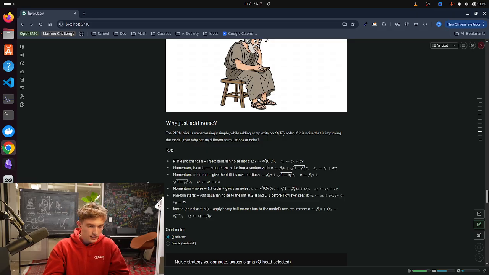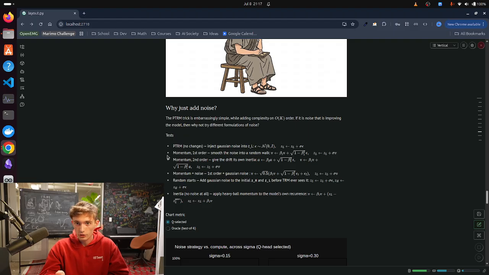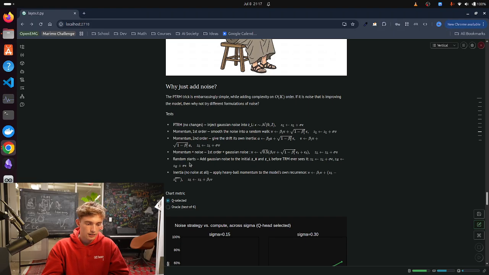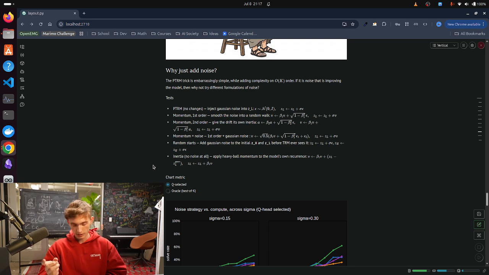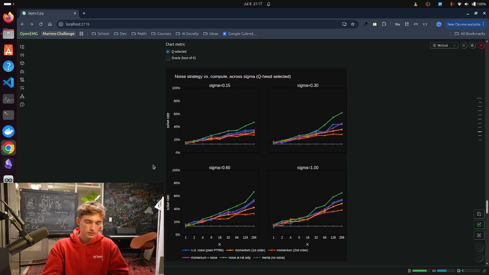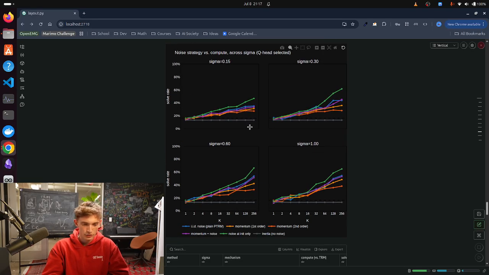So I tried a few things. I tried smoothing the noise with momentum. I tried randomized starts. This was kind of interesting. Of like, okay, why does the paper only have a fixed position where everything starts? Why not just perturb it a bit? And then inertia. So it's a tiny recursive model, but it has inertia to try to get out of those local minima. And you can see that inertia failed. And that randomly initializing is actually a lot better than a PTRM, which is kind of surprising.